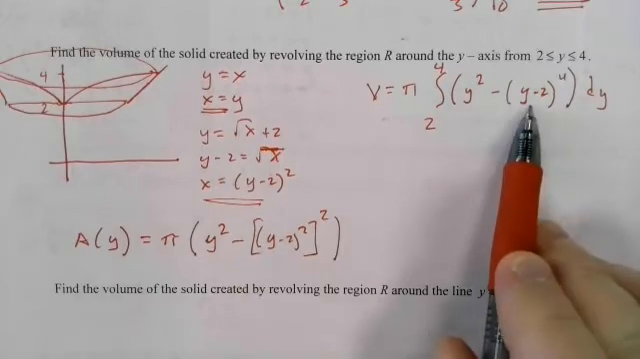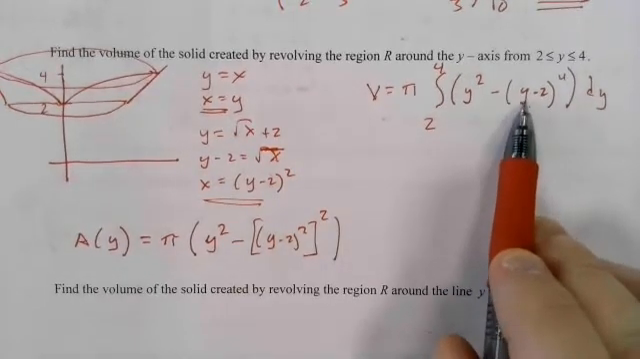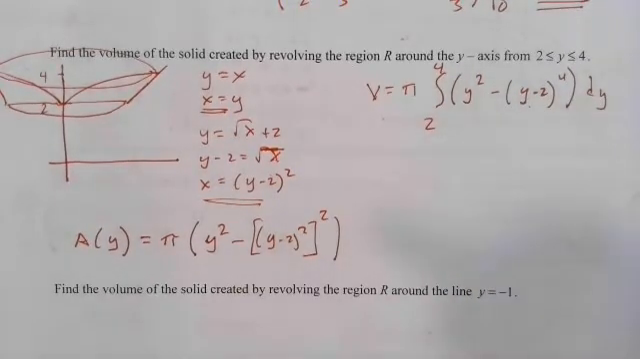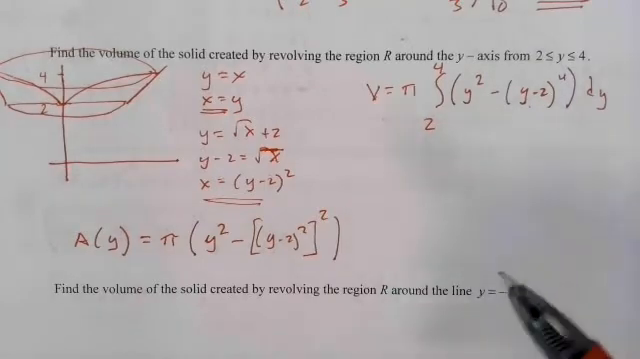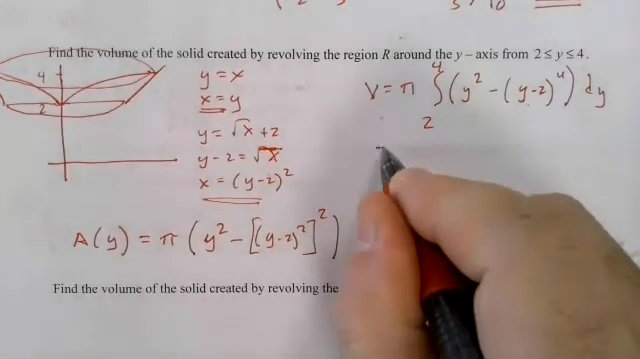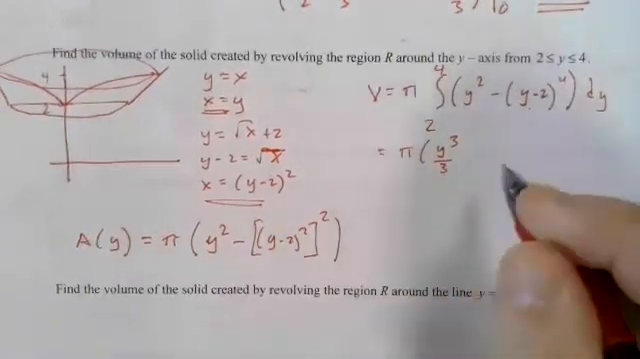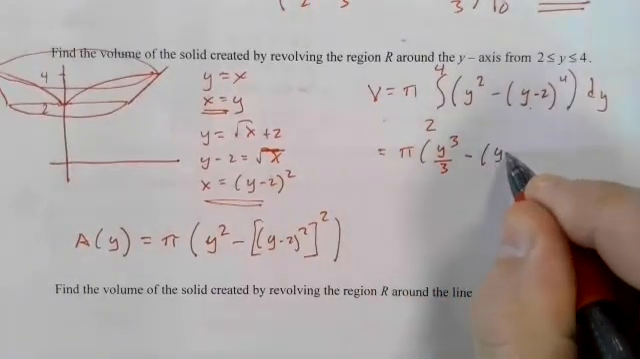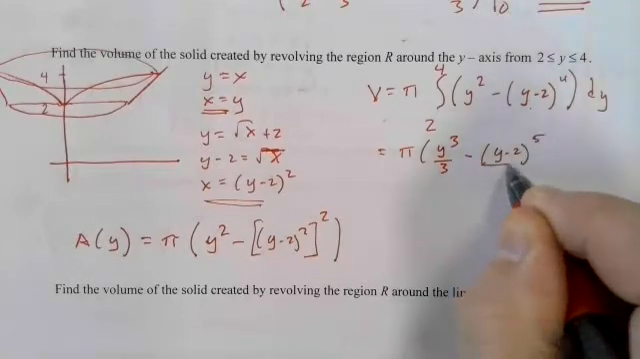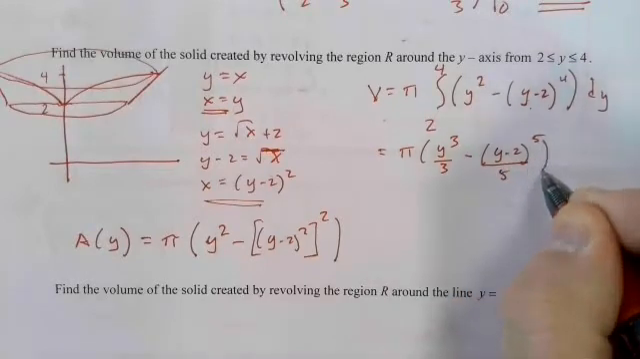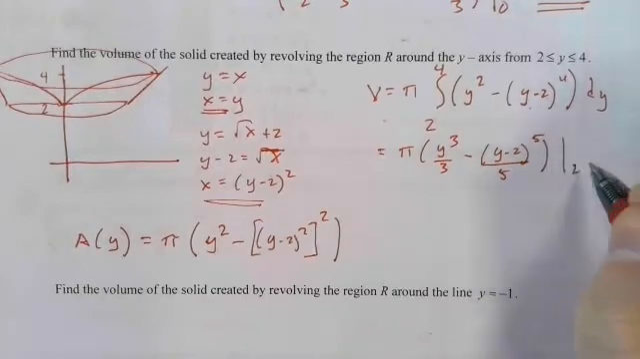You're probably saying, wow, I have to distribute that out. Well, there's no chain rule issues here, and we're integrating, so it's the opposite of the chain rule. It's the other operation. But I think we can just do this. Y to the 3rd over 3 minus y minus 2 to the 5th over 5, 2 to 4.